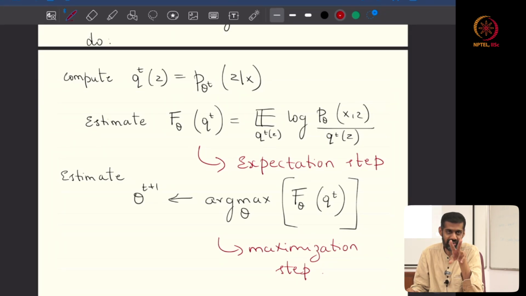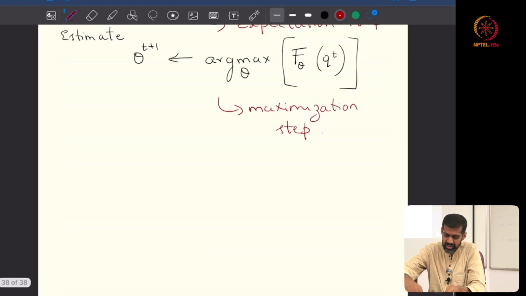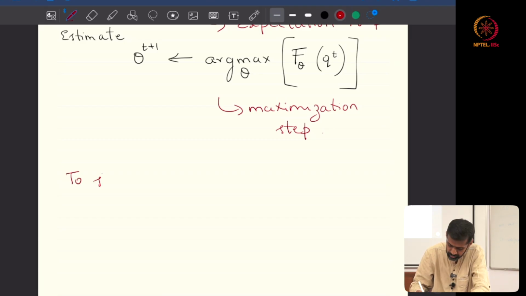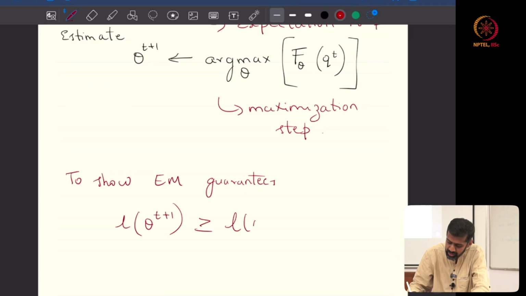I will still have to answer two questions, right? Why is this algorithm correct? What we will show in the next class is that EM guarantees that the likelihood you get at theta t plus 1 is at least equal to the likelihood that you get at theta t. Please see this, it is not saying that it is strictly greater. This algorithm will ensure that the likelihood will never decrease.